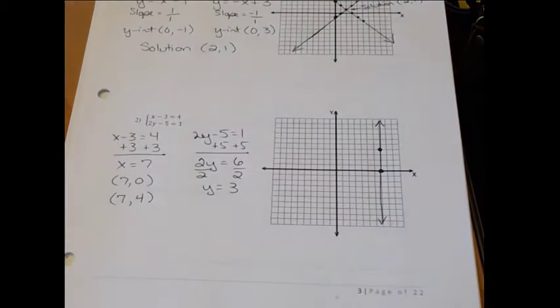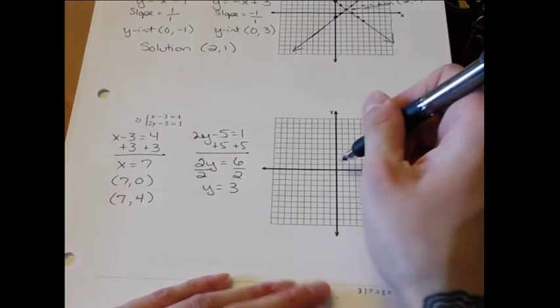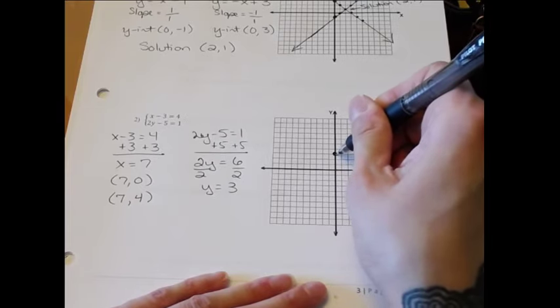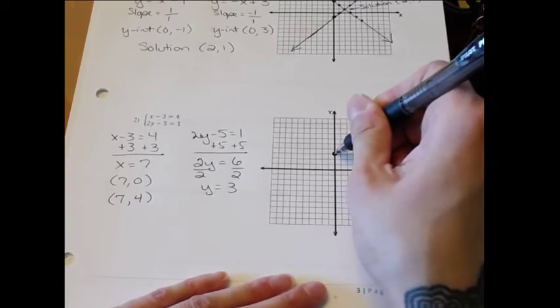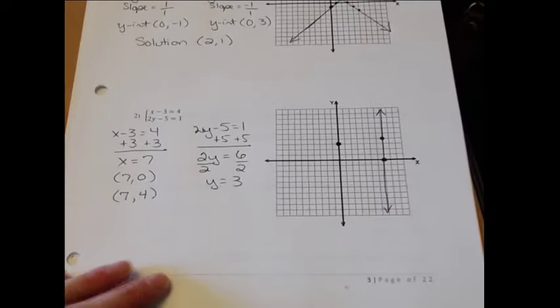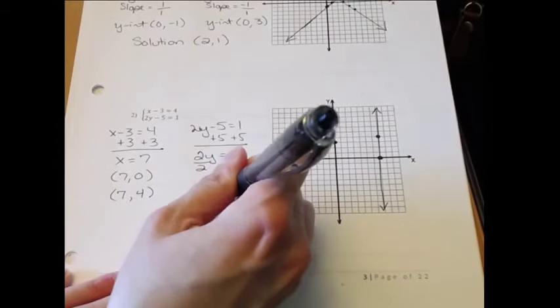Very cool. Now, if y is 3, I want to go ahead and plot that point, or what it feels like where y is 3. So I'm going to go over to y and I'm going to plot 1, 2, 3 right here. Y is 3 at that point. So essentially, that ordered pair, oops, I apologize. That ordered pair is 0, 3.